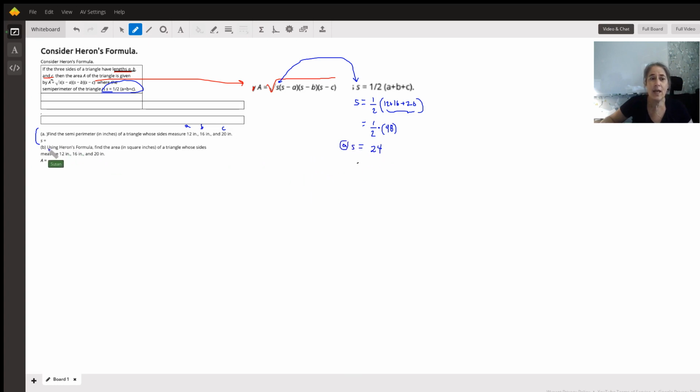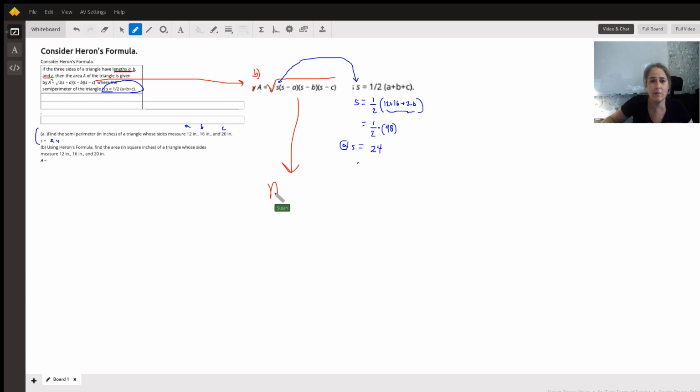And then it says, S is 24, so use Heron's formula to find the area. So now we're going to do the area of a triangle, but we're not going to use base and height. We're going to use this semiperimeter and the side lengths. Very cool. I'll switch colors here so it matches. This is part B now. Actually, I'll go ahead and pull this down below so it's a little less confusing.